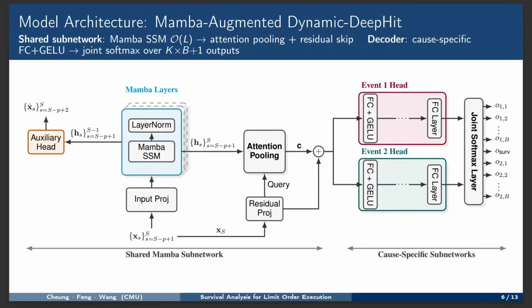Our proposed model is a Mamba-augmented DynamicDeepHit. At each snapshot, the LOB history is encoded by a shared Mamba state space model running in linear time, followed by attention pooling with a residual skip from the current snapshot. Two cause-specific MLP heads produce the joint output. Mamba's selective state compression is critical here. Its fixed size recurrent state avoids the quadratic time reevaluation cost of transformers, making it well suited for real-time order management in high-frequency settings.